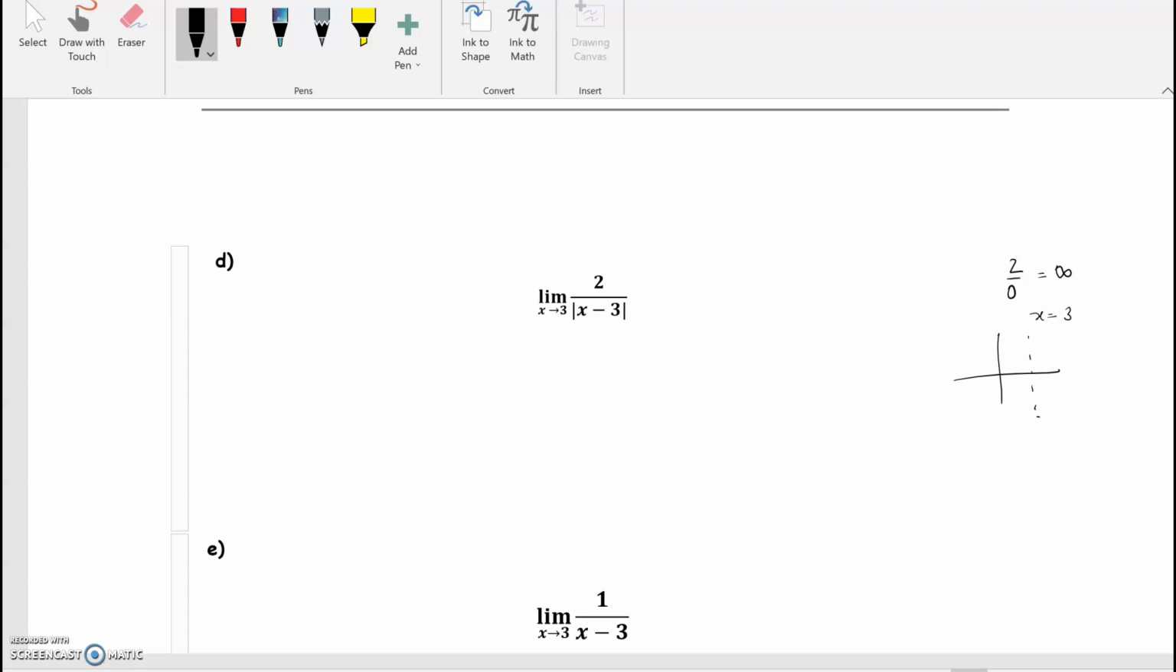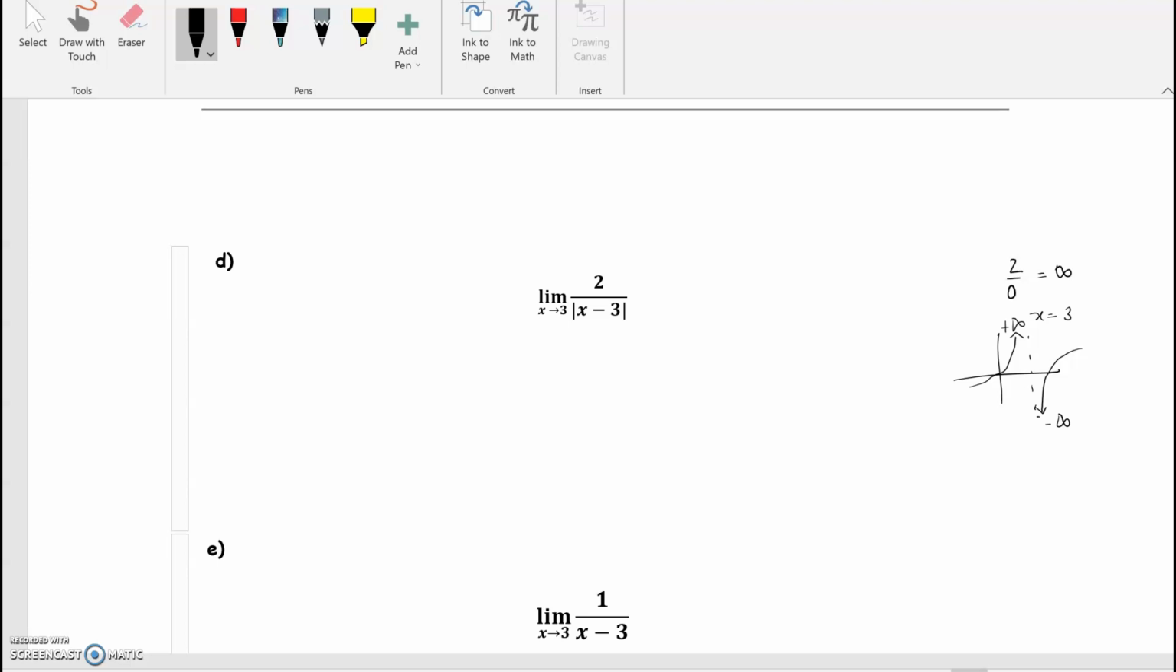But can we say that the limit is either positive infinity or negative infinity? It all depends on what's happening on either side of 3. What if they're going in opposite directions? If this is negative infinity, this is positive infinity, then the limit does not exist. But if both are positive infinity or both are negative infinity, then we can write the limit as either positive infinity or negative infinity, whichever one is relevant.